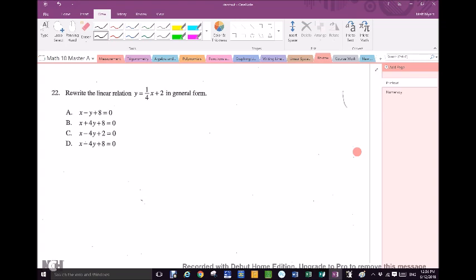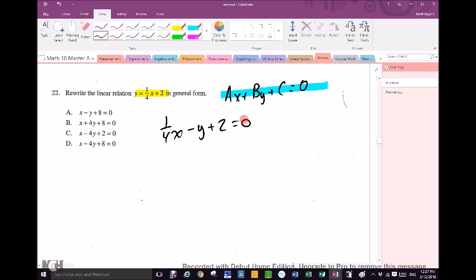I don't remember what general form is, Mr. Myers. Yeah, you do. You got a data booklet. How do I change that to look like that? Get rid of that fraction and get everything onto one side. 1/4 x minus y plus 2 equals 0. How do I get rid of the fraction? Times by 4. X minus 4y plus 8 equals 0. D.